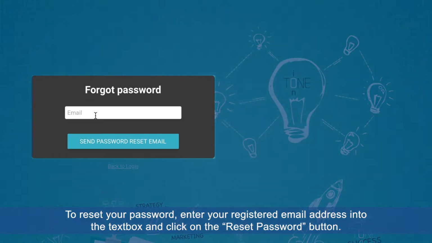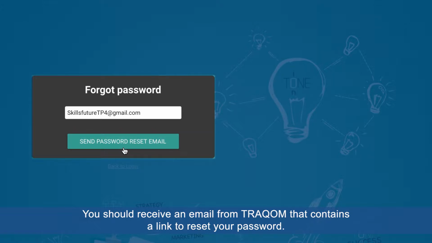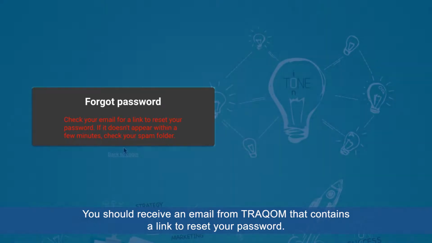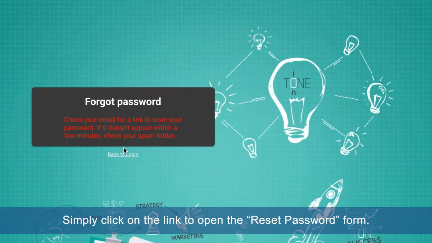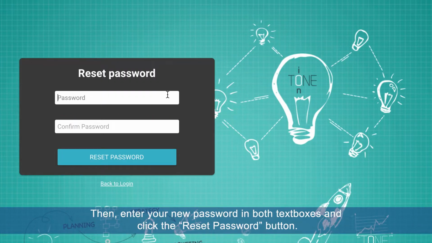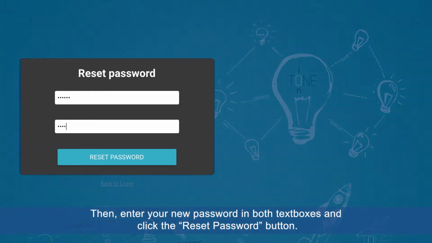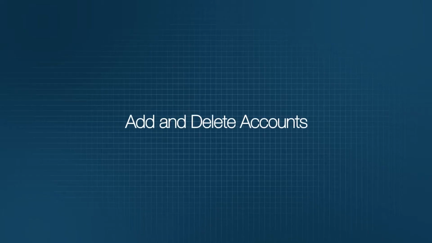To reset your password, enter your registered email address into the text box and click on the Reset Password button. You should receive an email from TRAQOM that contains a link to reset your password. Simply click on the link to open the Reset Password form. Then, enter your new password in both text boxes and click the Reset Password button.